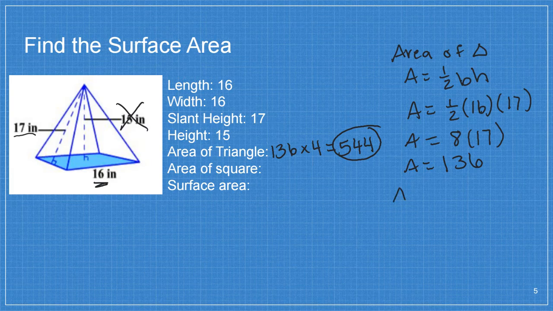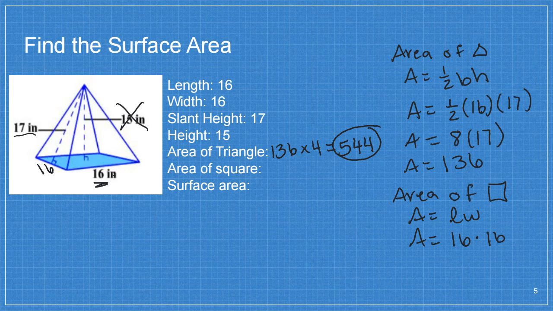Now, I have to find the area of the base, which is the area of the square. So the area of the square, remember, is length times width. So it's a square. So if one side is 16, the other side is going to be 16 also. So I have 16 times 16. And what does 16 times 16 equal? That equals 256. So now the area equals 256. So the area of my square was 256.